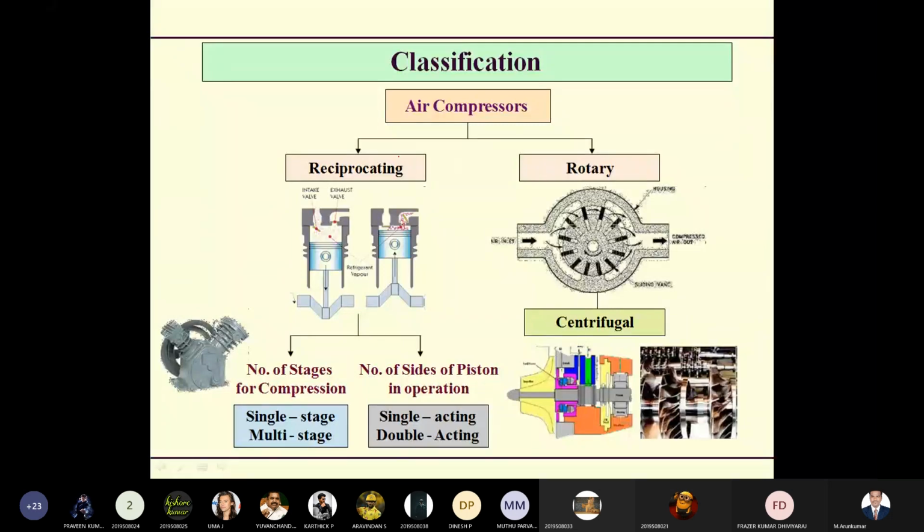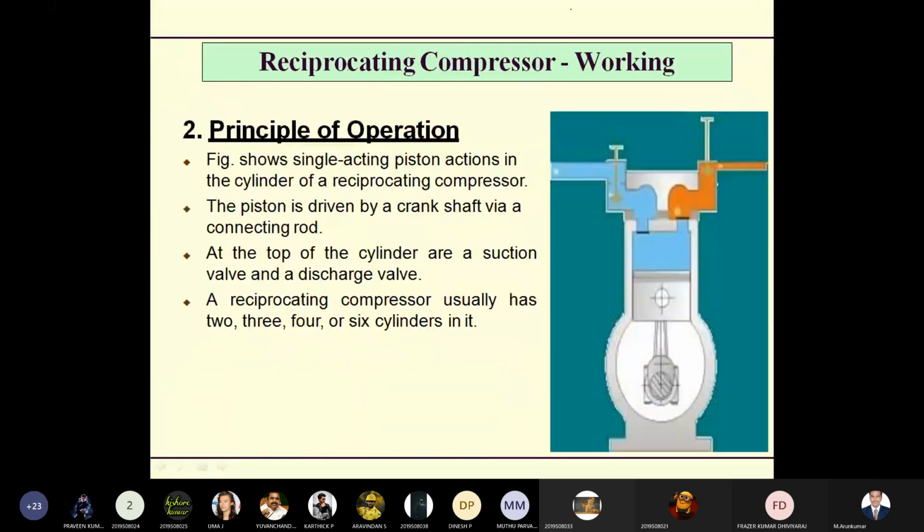So this is a quick look at our classification of air compressors. We have reciprocating and rotary. In reciprocating, we have a number of stages of compression: single stage and multi-stage. Based on the sides of the piston in operation, we have single acting and multi-acting. We also have centrifugal and rotary as types of air compressors. We will look at these classifications in detail.